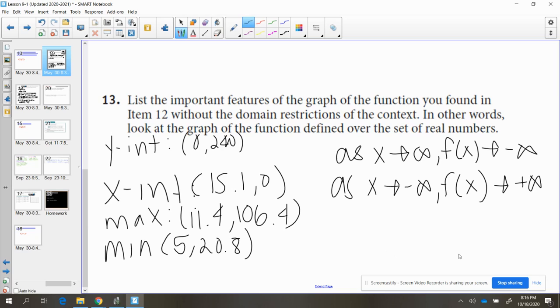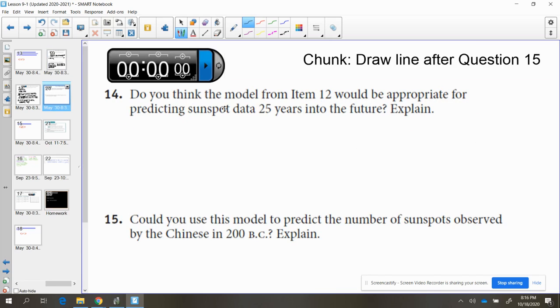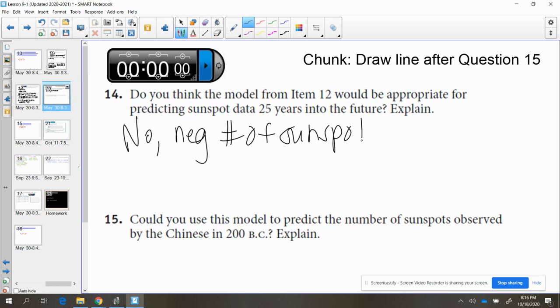Now, again, does this make sense for 25 years down the line that this graph is going to make sense? And the answer is no. We're probably not going to have a negative number of sunspots. It's not going to be possible. Okay, kind of your minimum is 0. So this model is not necessarily making the most sense.